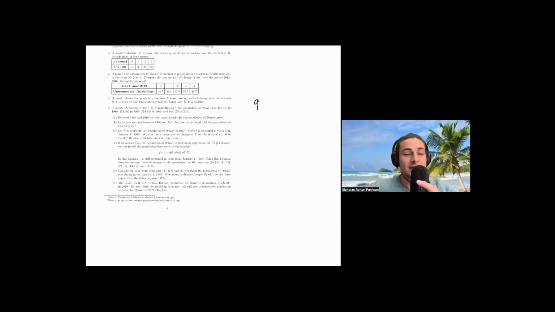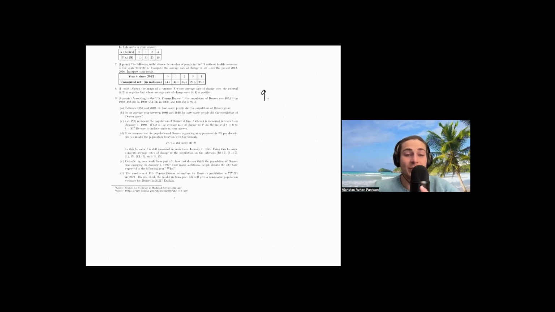Number 9. This is a 6-pointer, folks. Real big. According to the U.S. Census Bureau, the population of Denver, you and me, we're in Denver, was 467,610 in 1980, 492,686 in 1990, 554,636 in 2000, and 600,158 in 2010. Between 1980 and 2010, by how many people did the population of Denver grow?